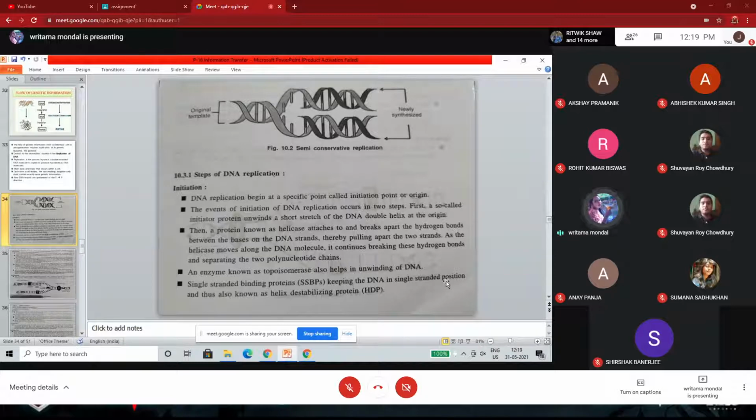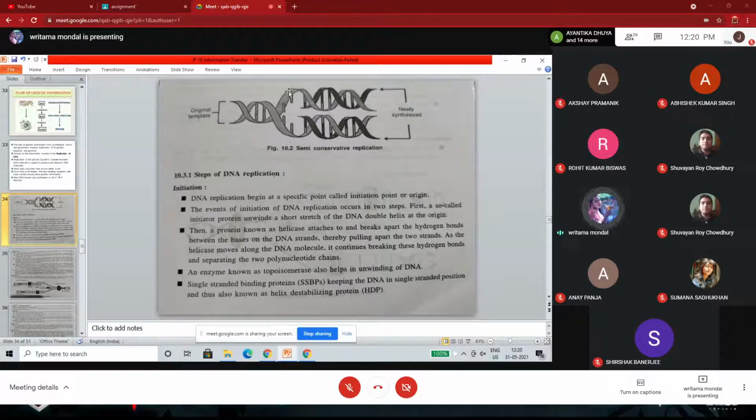Then there is another protein called single-stranded binding protein, or SSBP. It keeps DNA in single-stranded position and is thus also known as the helix destabilizing protein, HDP. Very important. Helicase unwinds the two DNA strands by breaking the hydrogen bonds, but SSBP has a similar type of function, but it doesn't break the hydrogen bonds. It keeps the strands in the single-stranded position. It helps to not uncoil the DNA. It helps the template DNA strands remain in single-stranded position. So it is called the single-stranded binding protein or SSBP. Another name of SSBP is HDP or helix destabilizing protein.